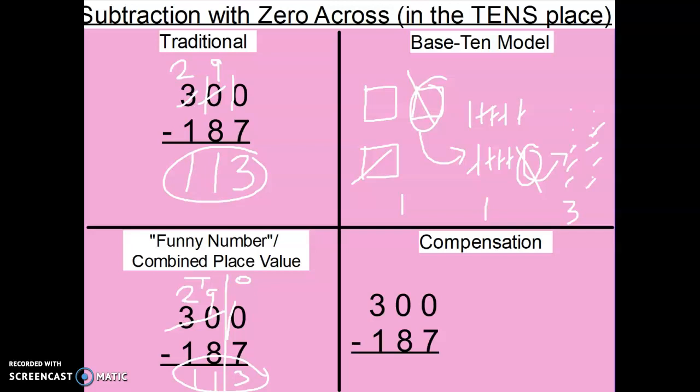So 300 minus 187, we have a lot of regrouping to do. Instead of doing all the regrouping, we're going to keep the distance between these two numbers. So we're going to take away 1 from each number. So 300 will become 299, and 187 will become 186, because we take away 1 from both numbers. Now I can subtract, and the answer should be the same as 300 minus 187. 9 minus 6 equals 3, 9 minus 8 is 1, and 2 minus 1 is 1. And once again, the answer is 113.